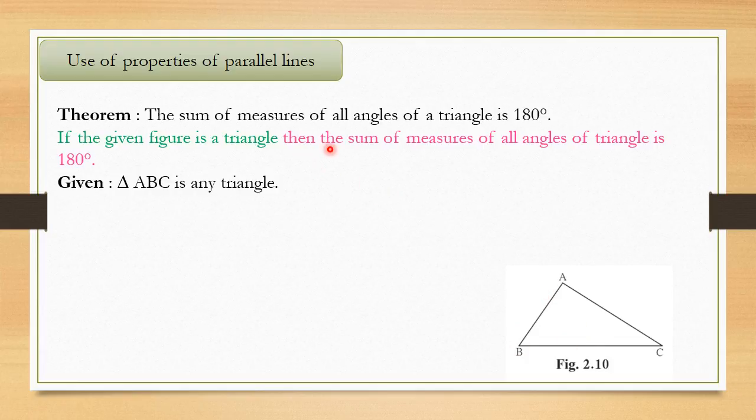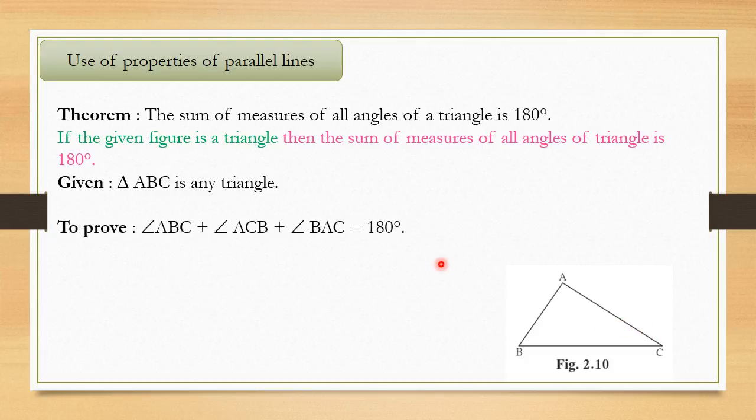So now here the pink color part, or the part from then, is the to prove part. So we have to prove that the sum of measures of all angles of a triangle is 180 degrees. So by looking at this triangle ABC, we are going to write down the names of the three angles and their summation equal to 180 degrees. That is the to prove part.